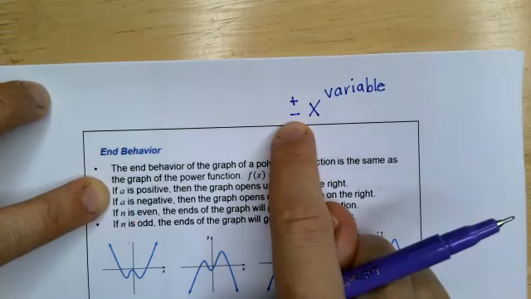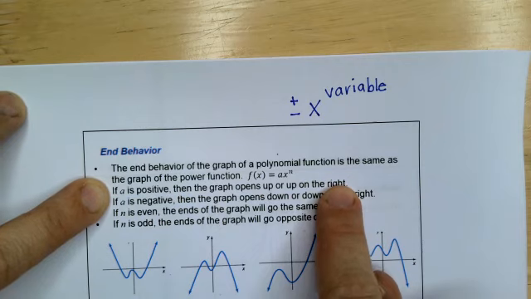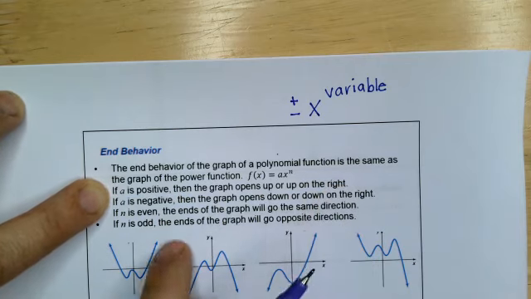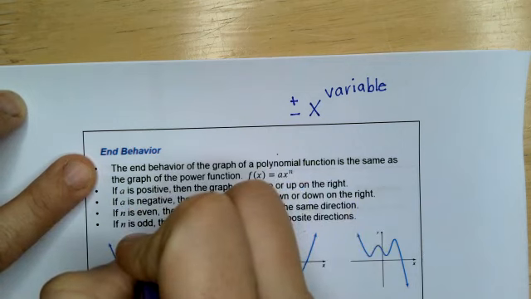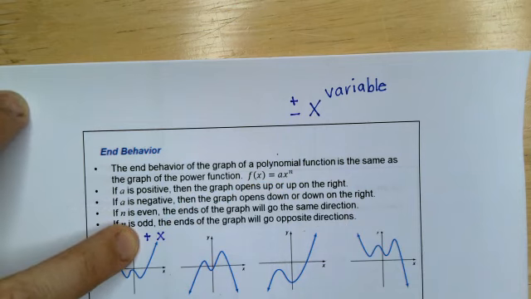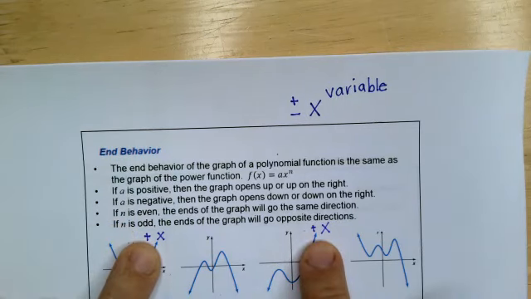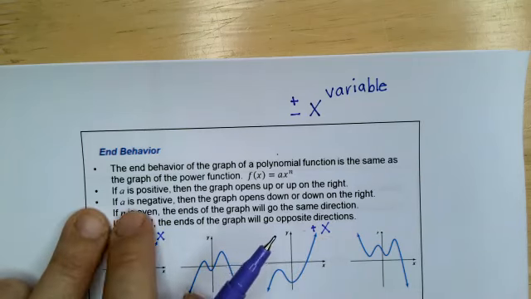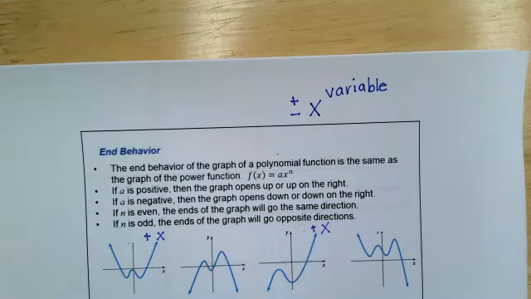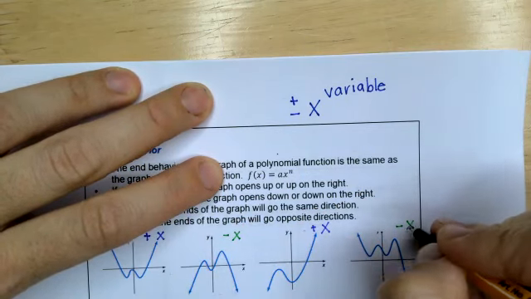So if a, which is in front of x, is positive, the graph opens up on the right. Up on the right. That means my x is positive. My x is a positive number. So it might be a 3x, it might be a 2x, it's not going to be a negative x, okay? If a is negative, the graph opens down on the right. So that means that this is a negative x.